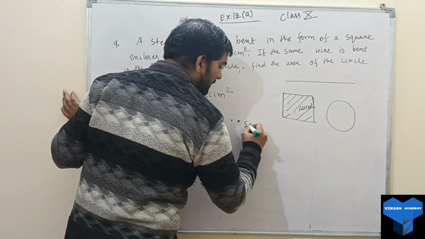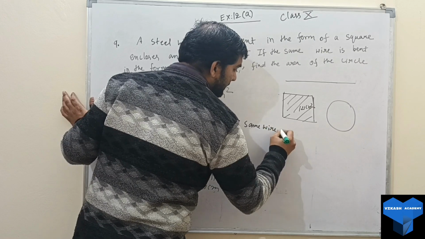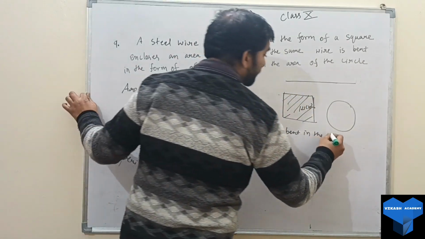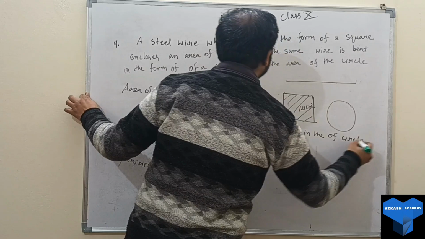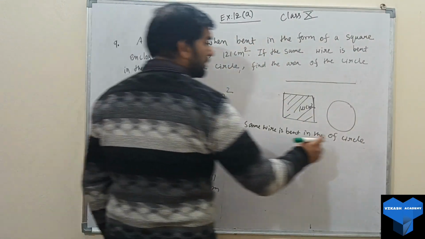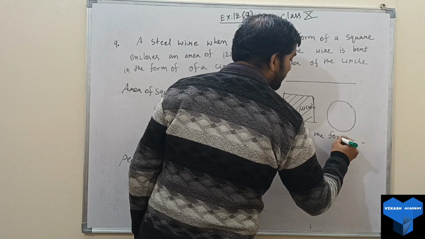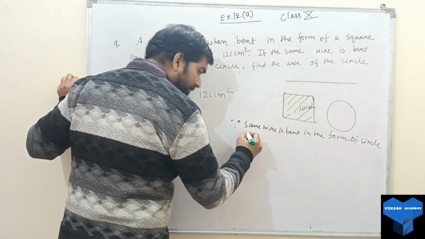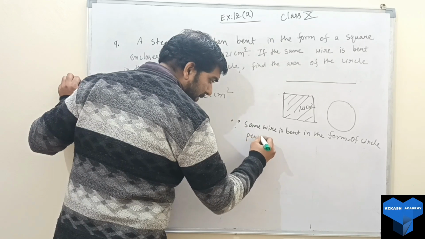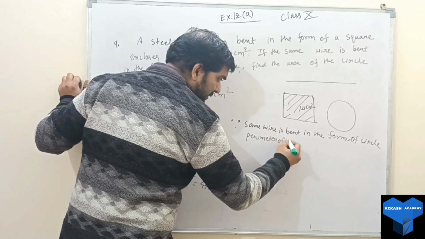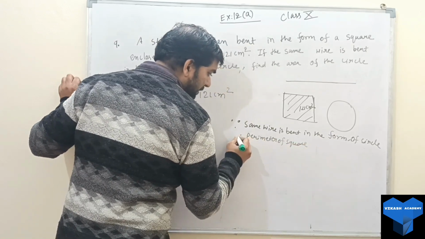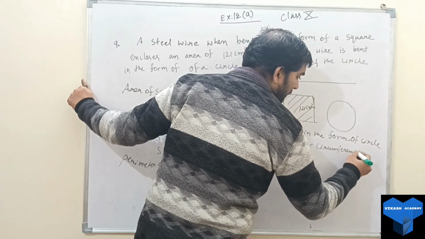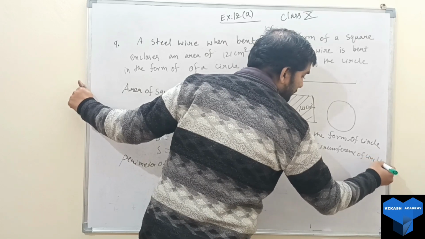Since the same wire is bent in the form of a circle, therefore we can write that perimeter of a square is equal to circumference of circle. Now we just need to put in the values.